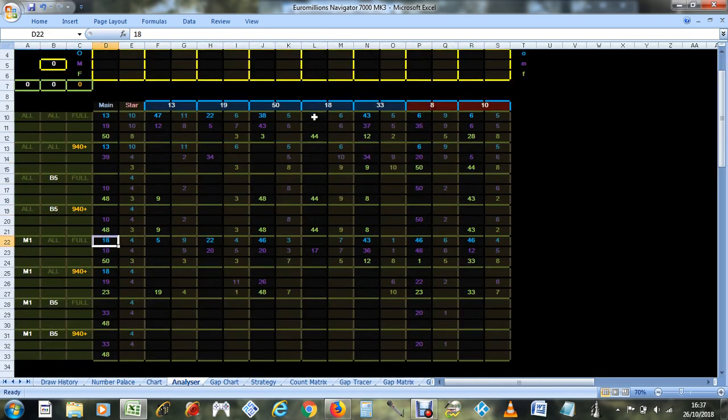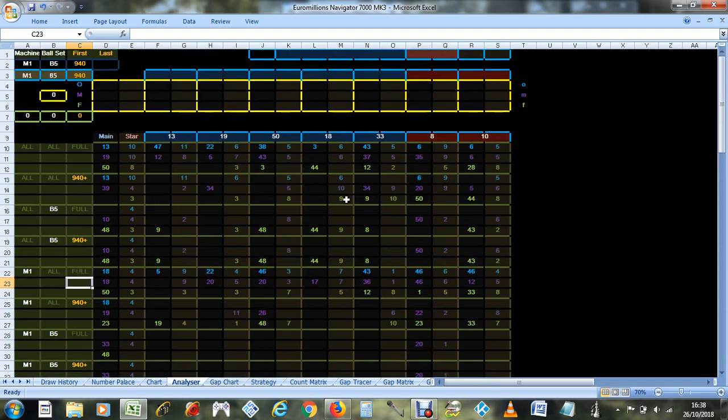So what I've also done is I've done an analysis for only the draws where number 18's come out to produce this analysis, showing that 44 is most frequent with 18, number 3 is most overdue with 18, and then for different combinations of machine, ball set, which draws I'm looking at. This is quite an in-depth analysis, looking at all kinds of different things.